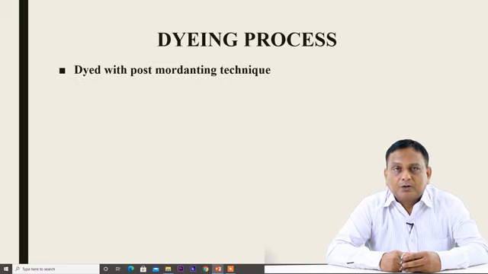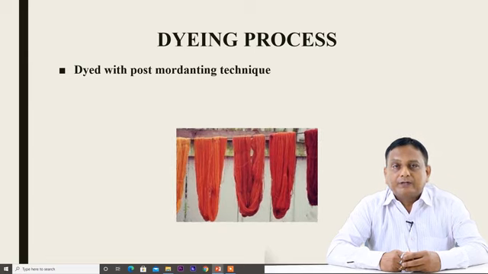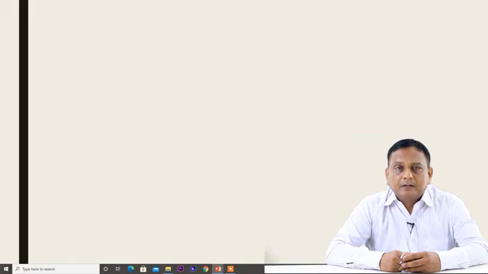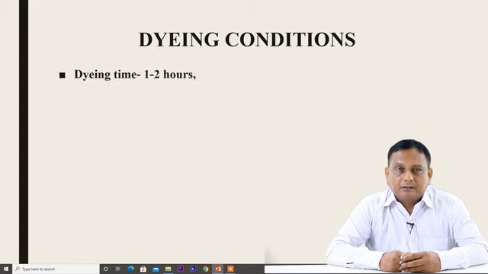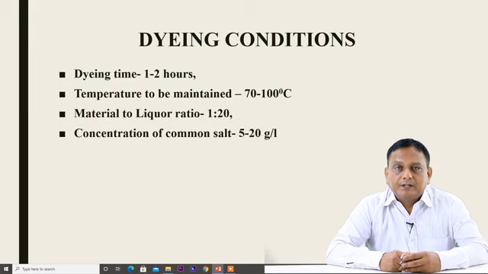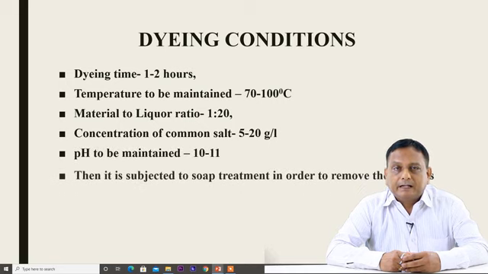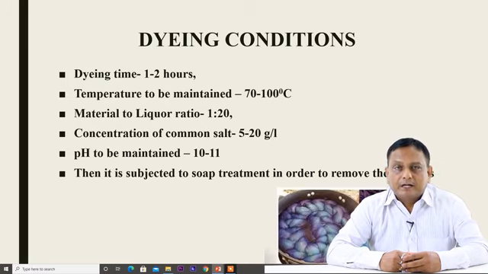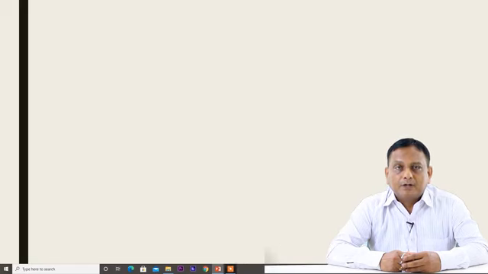Dyeing can be done with the post-mordanting technique or pre-mordanting. This is one of the figures where post-mordanting was carried out in the institute, and different color development happened due to that. Coming to the dyeing conditions: around 1 to 2 hours and 70 to 100 degrees centigrade, material to liquor ratio 1:20, concentration of common salt 5 to 20, pH maintained in alkaline condition, and then soap treatment to remove the residuals. So different colored compounds are developed from these natural dyes in modern applications.